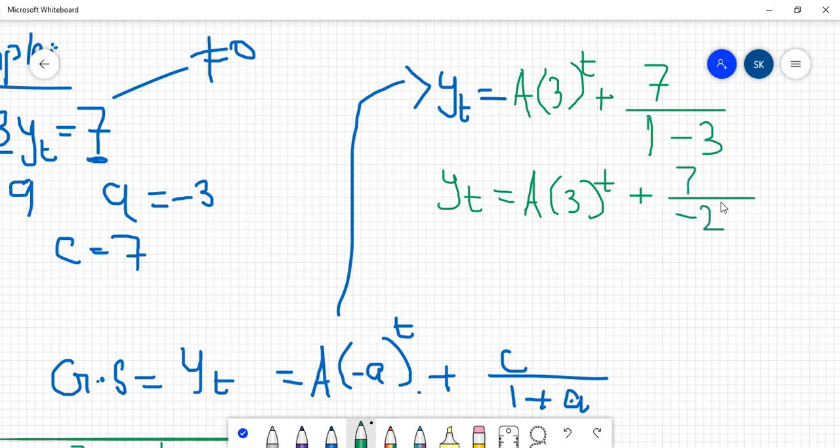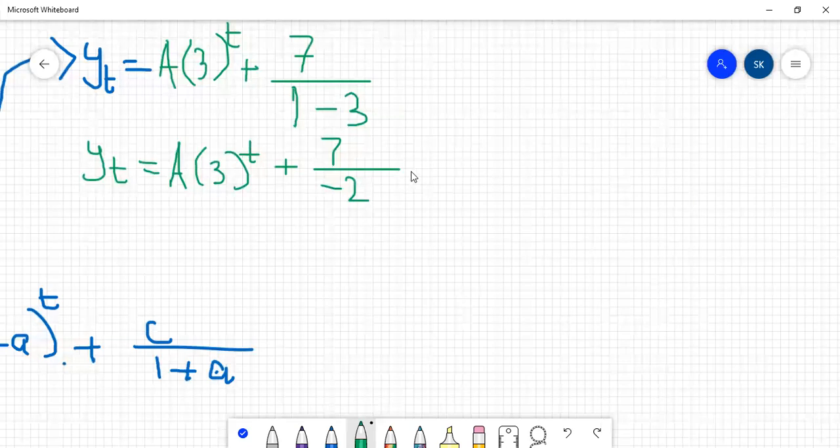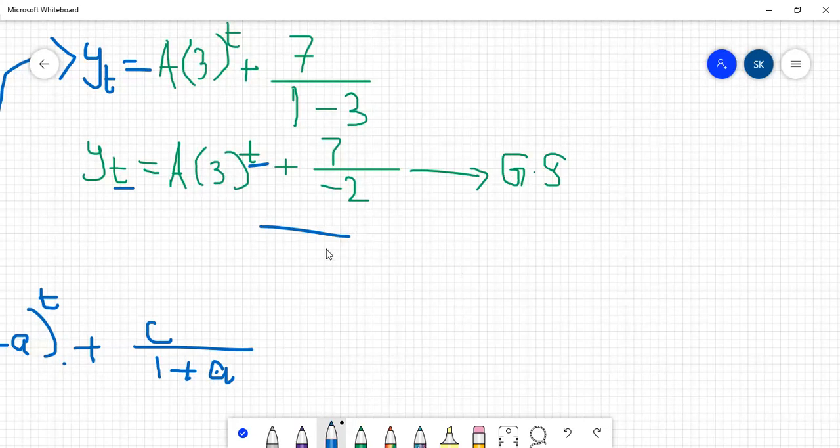Now, how can we definitize this general solution? This is basically the general solution. All we need to do over here is definitize this general solution. In order to definitize the general solution, we will take t is equal to 0.